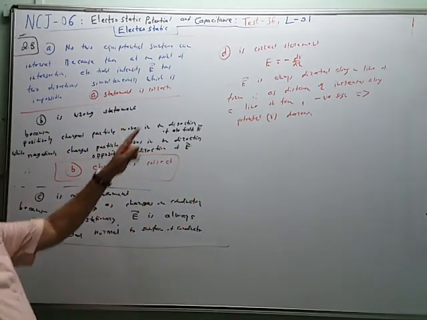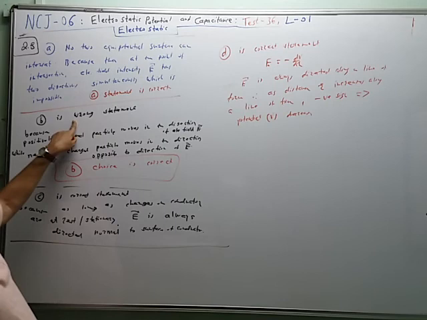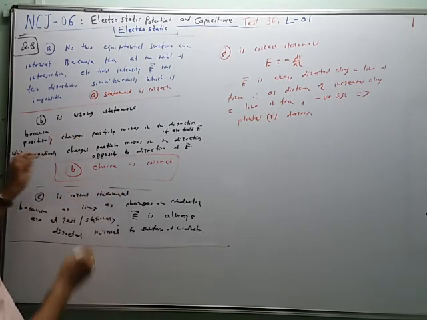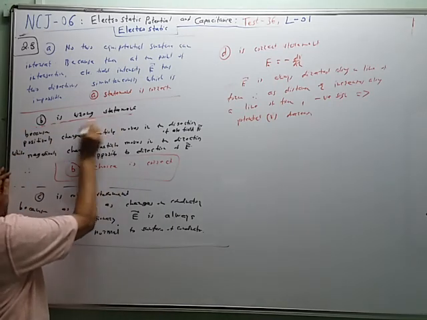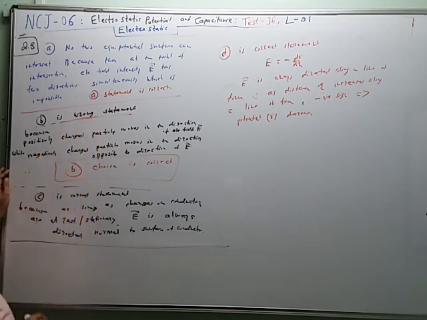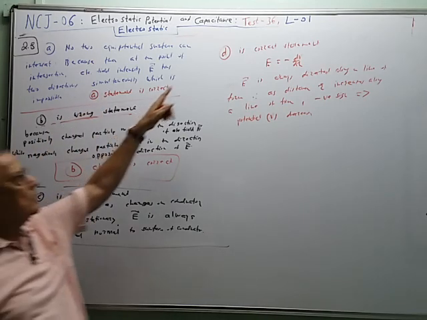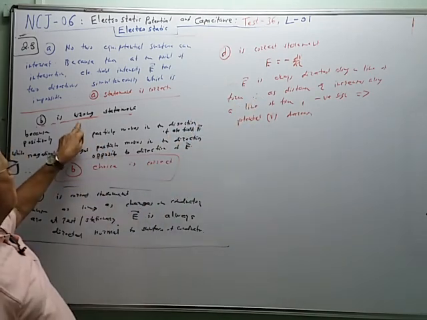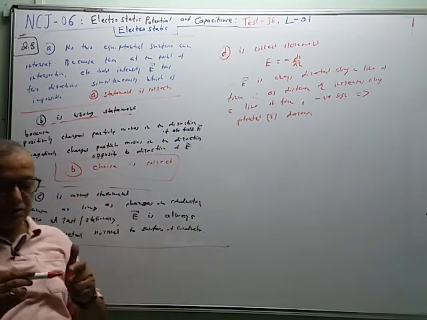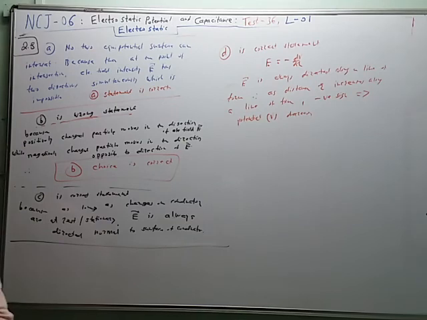So D is correct statement, C is correct statement, B is wrong statement, and we have to select this wrong statement. A statement is correct, C statement is correct, D statement is correct, B statement is wrong, and we have to select the wrong statement. Therefore, B choice must be correct.